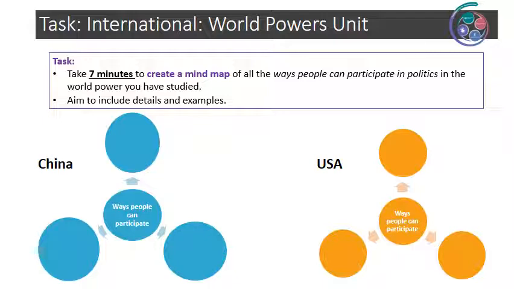In this case, you may wish to ensure that you can provide enough details of what different types of elections people can stand in, which parties they may stand for, and examples of people who have stood for election, when, and the results. Furthermore, you may wish to take notes on examples of protesting if it's allowed in the world power you have studied. Thinking about who protests, why, and when. You may wish to pause this video at this point to complete that task.